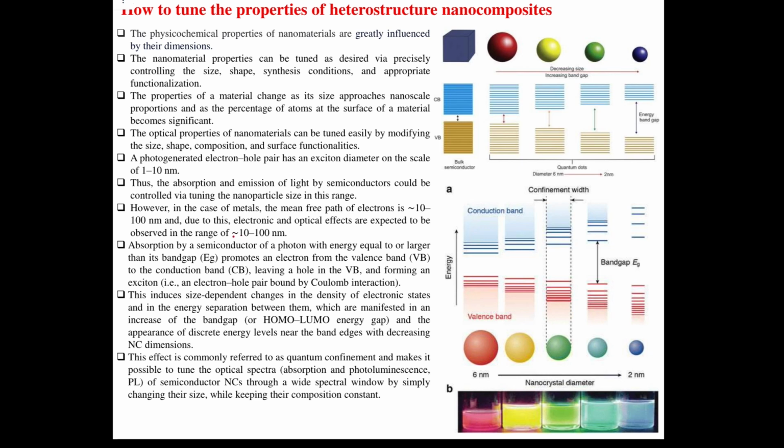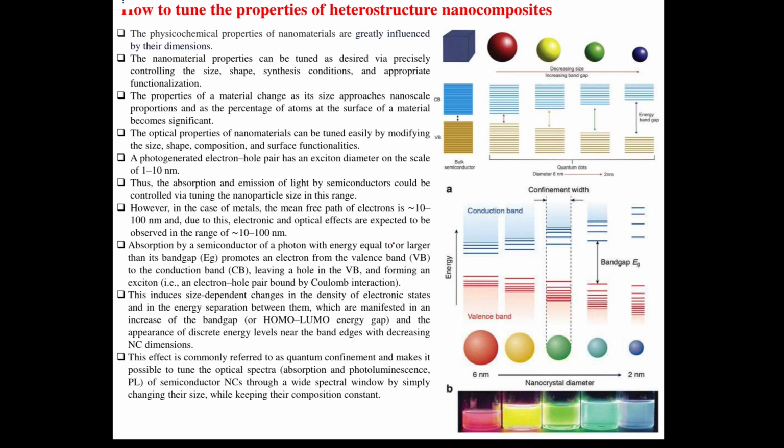In the band gap of the bulk materials, you can see here the band gap of bulk material is less as compared to when the size is reduced. When the size of the material is reduced from the macro level to the micro level and then to the nano level, the band gap increases. The spacing between the states gets larger as the volume gets smaller.